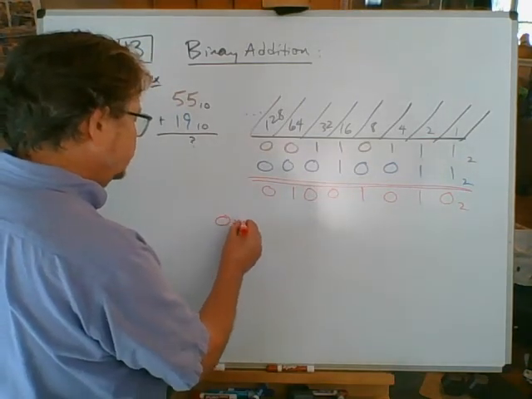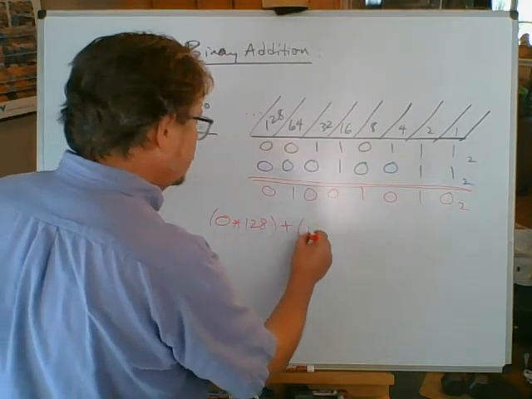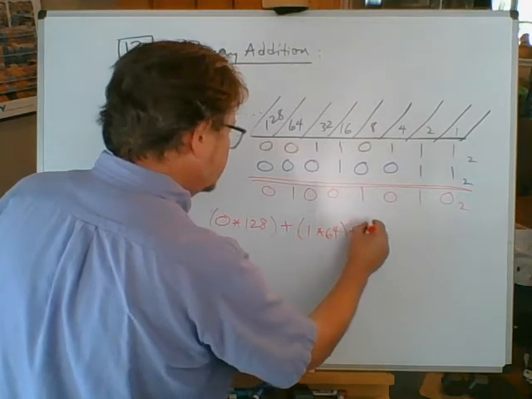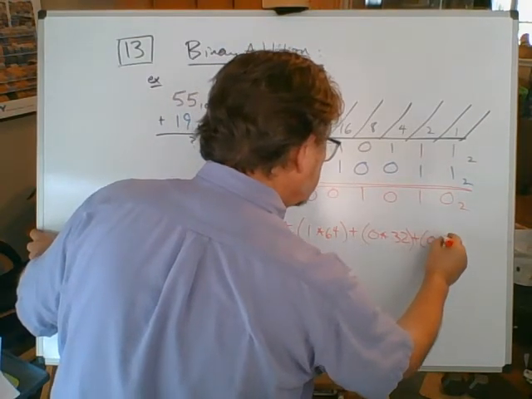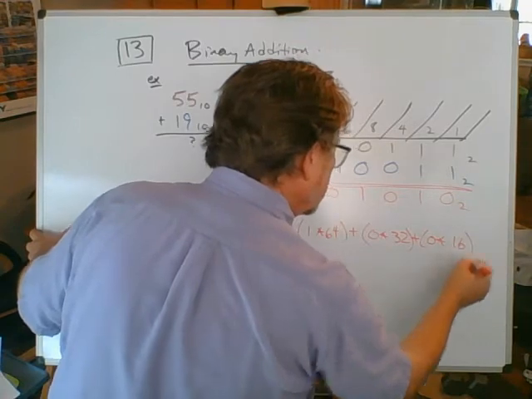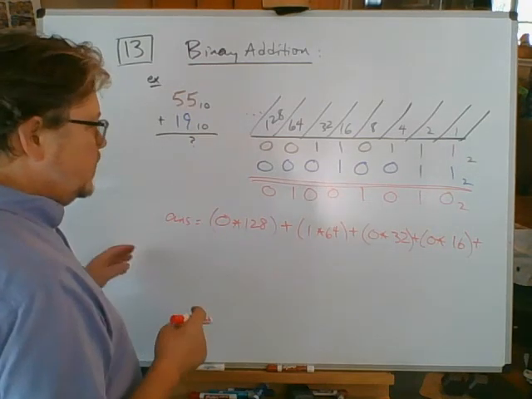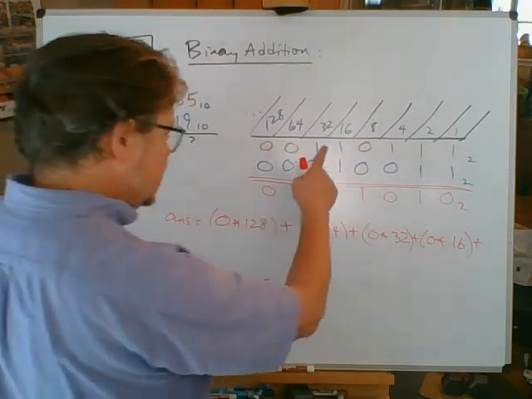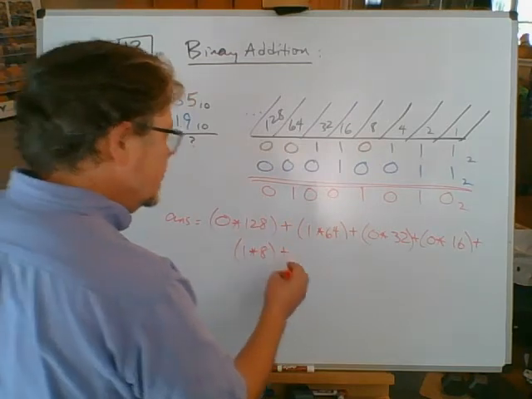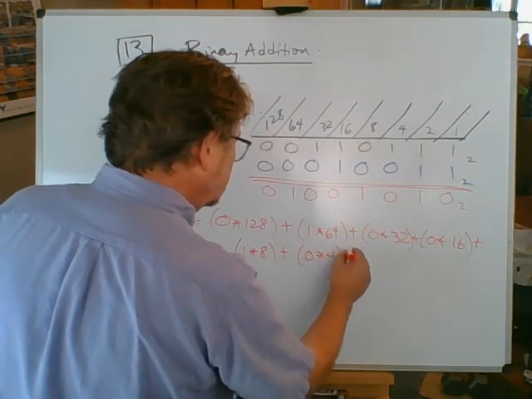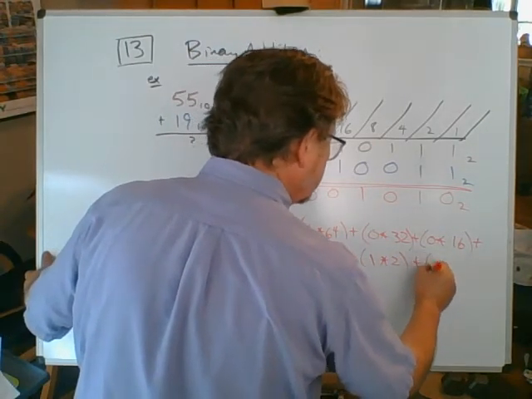0 times 128. This is back to converting from binary to decimal. 0 times 128 plus 1 times 64 plus 0 times 32 plus 0 times 16. And I started too far to the right. Plus, I'm going to say this is answer, A N S. Answer equals that. 0 times 16 is how far I got. 1 times 8 plus 0 times 4 plus 1 times 2 plus 0 times 1.